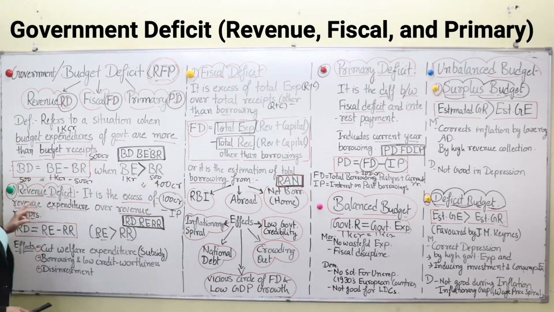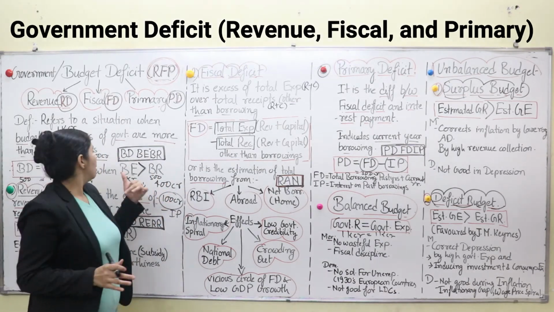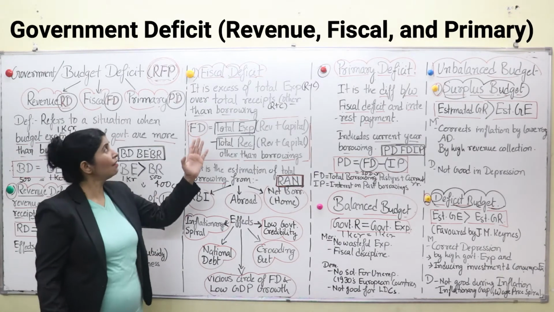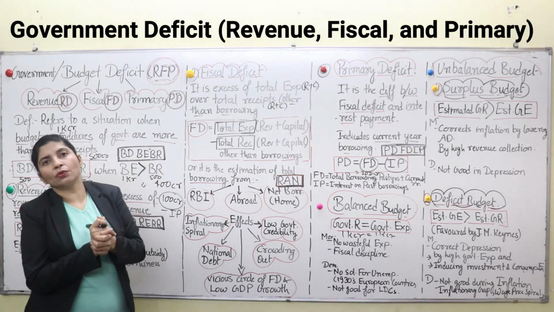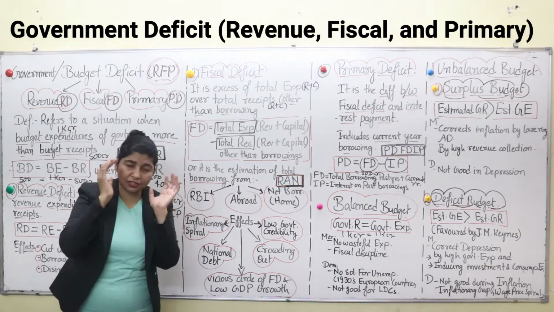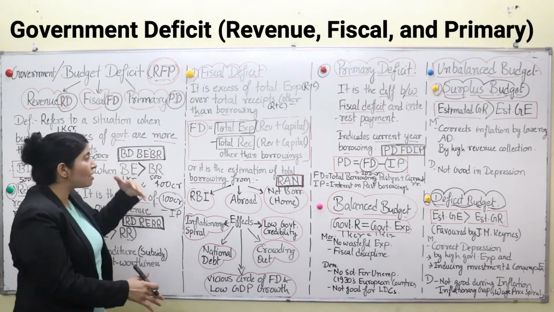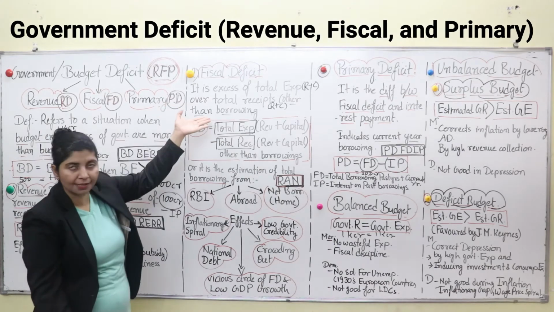Then next, number 2 is fiscal deficit. What is fiscal deficit? Just remember one thing. Revenue deficit is just the shortage of revenue. Here, fiscal deficit tells you how much you will have to borrow. It is not exactly a deficit, you can say. It is the extent, the amount you have to borrow to cover this deficit. And for that, let's discuss the definition first.